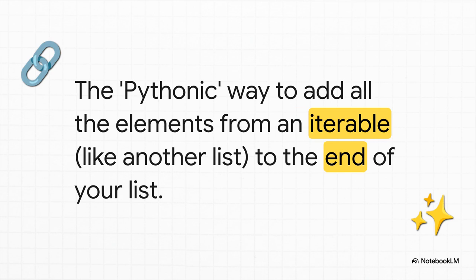Now, what if you want to add a whole bunch of items from another list? You could write a loop, but the more Pythonic way, the way that's cleaner and clearer, is to use .extend. You give it another collection, and it unpacks it, adding each item to the end of your list.